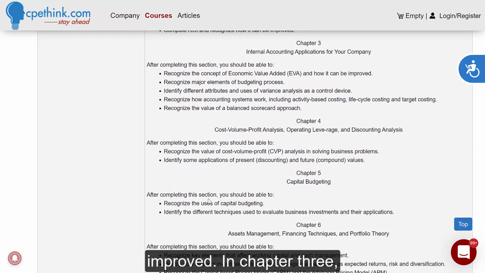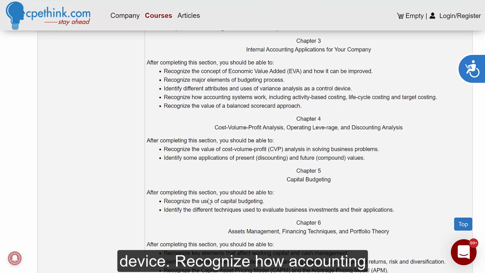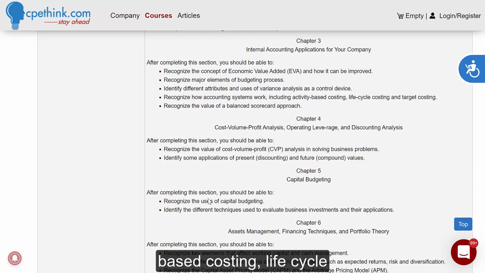In Chapter 3, we'll look at internal accounting applications for your company, which will recognize the concept of economic value added, or EVA, and how it can be improved, recognize the major elements of the budgeting process, identify different attributes and uses of variance analysis as a control device, recognize how accounting systems work, including activity-based costing, life cycle costing, and target costing. Recognize the value of a balanced scorecard approach.